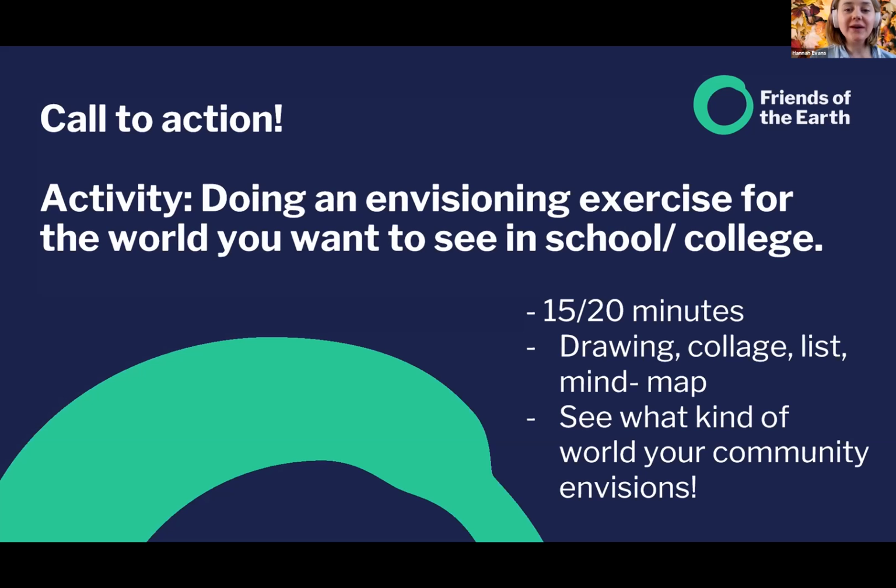So this could be doing a drawing of the kind of world you want to see, a collage, a list, a mind map, whatever works for you, and trying to start that listening exercise of listening to community within your own group, of what is it that people care about, and what is it that people want to prioritize, and what do we want as well. Like Akeem was saying at the beginning, it's really important to have a clear aim of what you want before you can go after it. So yeah, this is a key takeaway today. After this session, maybe if you're going off to lunch, maybe just do 15-20 minutes of an envisioning exercise of what you want.